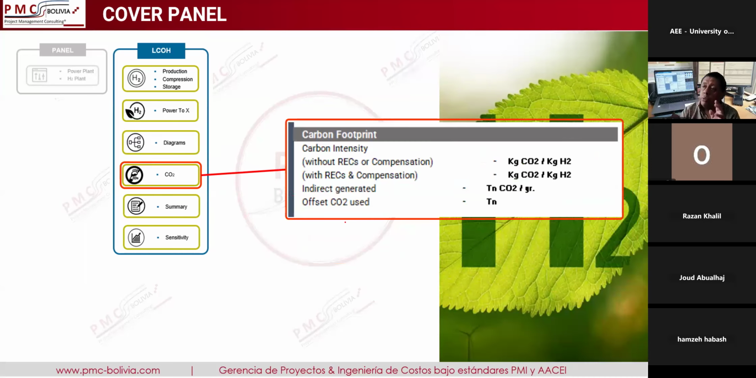The model shows us the carbon footprint and carbon intensity without RECs or compensation, with RECs and compensation, indirect generated, offset, and CO2 used.